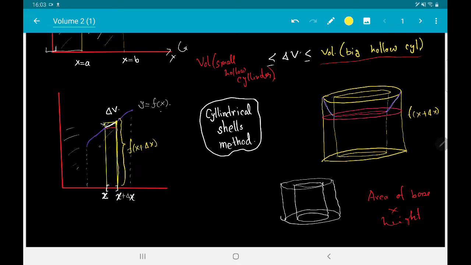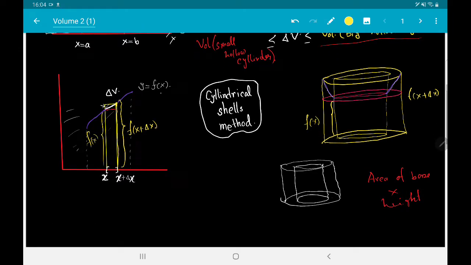What is the height of the smaller cylinder? This is going to be simply f of x, as you can see, because this is a line drawn at the point small x on the x-axis. So this cylinder has height f of x. So what is the base of the region? What is the area of the base of the cylinder? This is always constant, the same for the big cylinder and the small cylinder. So let me try to compute it.